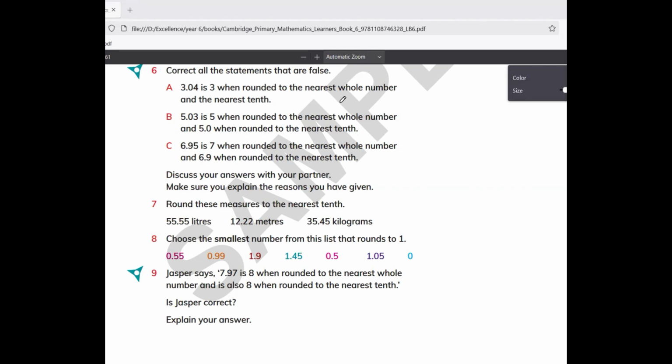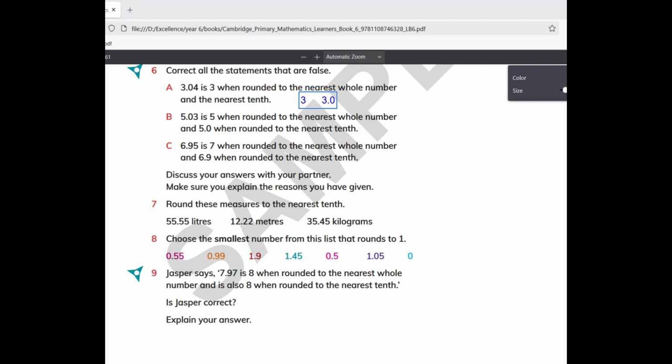I know that to the nearest whole number is going to give me 3 because the whole number is 3 and after 3 there is 0, so we're not going to add anything. Okay, good. And to the nearest tenth, the tenth is 0. On the right of 0, we've got 4. We're not going to add anything. So it's going to be 3.0.